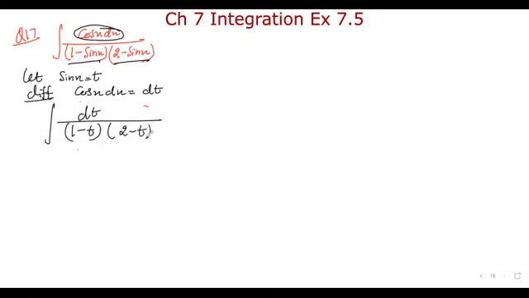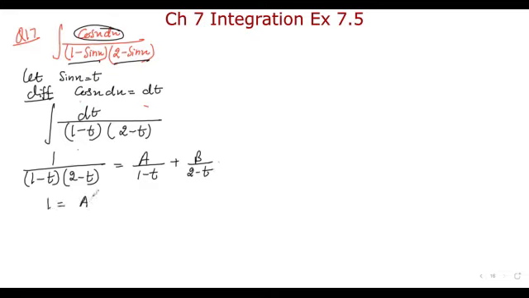This is now a simple partial fraction. So 1 upon 1 minus t into 2 minus t. So the partial fraction is a upon 1 minus t plus b upon 2 minus t. So on taking the LCM, it will be a into 2 minus t plus b into 1 minus t. So now if I put this as 0, I will get t as 1. So t as 1, this side is 1, A into 2 minus 1 is 1 and b into 0.